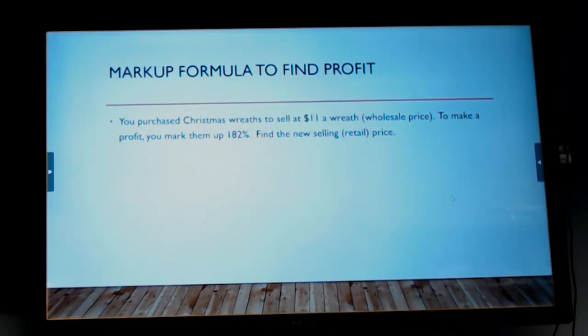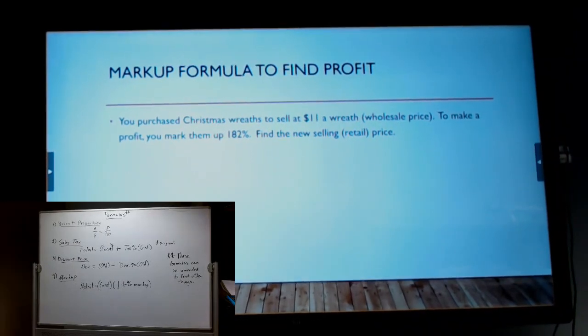Then markup formula to find profit. So a different animal entirely. Okay. Markup formula to find profit. So this one says that you purchased Christmas wreaths to sell at $11 a wreath. What that means is you are not selling them at $11. It means that you bought them at $11, and you're going to sell them at a higher price than that. And the price that you buy them at is called the wholesale price. Okay. To make a profit, you mark them up 182%, find the new selling or retail price.